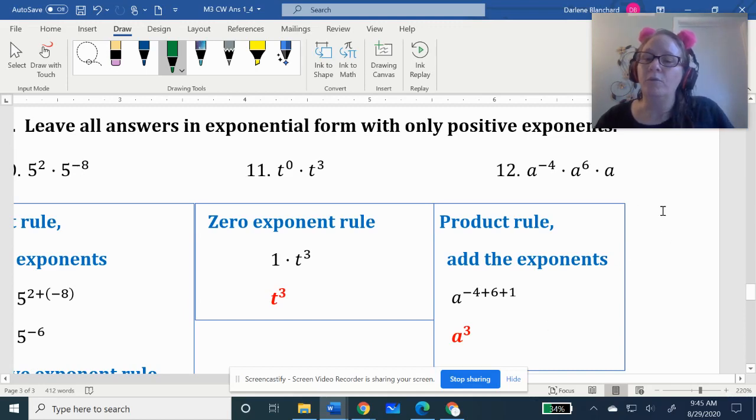For number 12, we have 3 things multiplying. So there's an understood exponent of 1 on this very last a. I can just go through and add all of the exponents no matter how many things I have multiplying together, as long as they have the same base. So exponents negative 4 plus 6 plus 1, we end up with exponent 3.